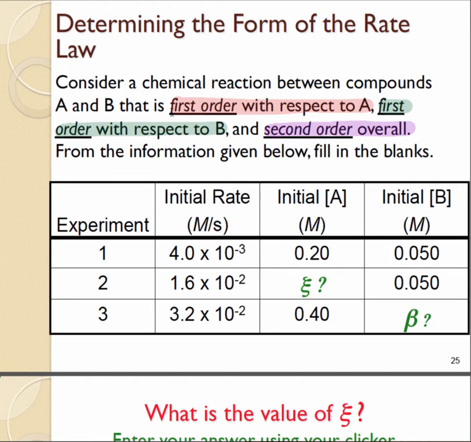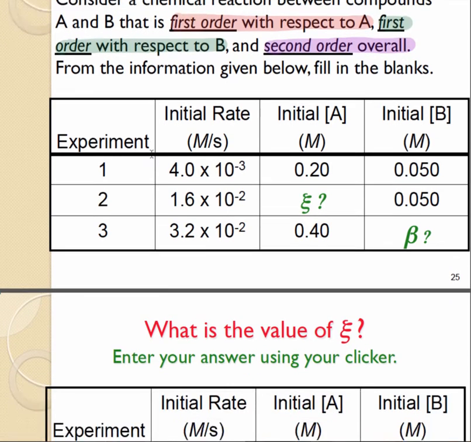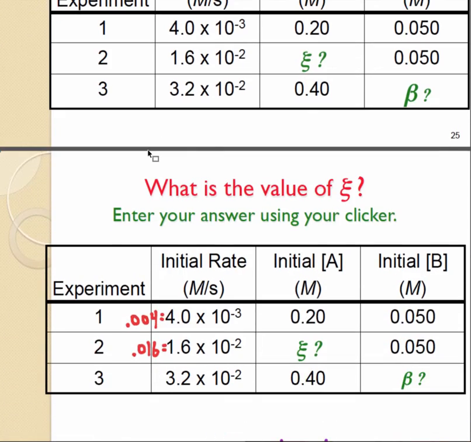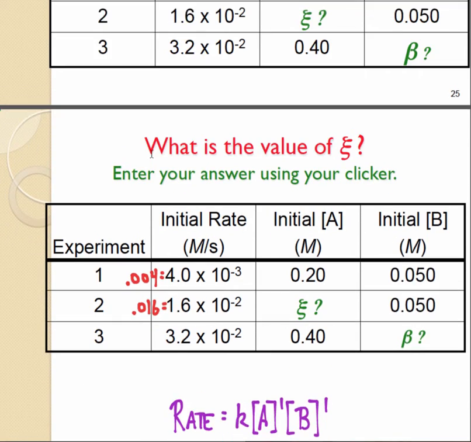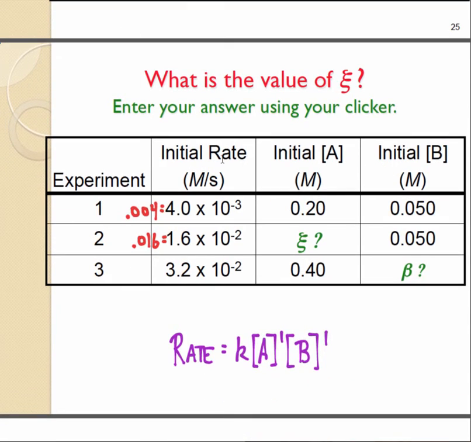On this one, they're telling me it's first order in A and first order in B and second order overall. That makes sense. So I can write rate equals little k constant times A to the first times B to the first. But we have a couple of unknown concentrations, epsilon and beta, capital letters from the Greek alphabet. I thought it would be nice to summarize. So keep this out of scientific notation, same for this.